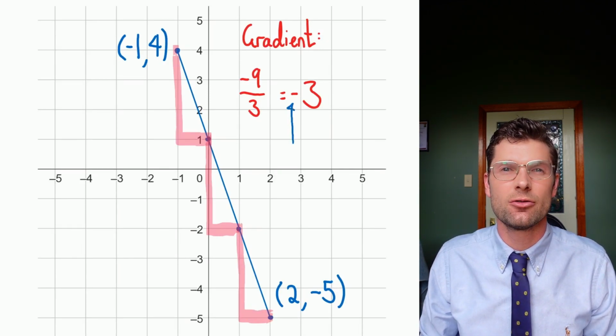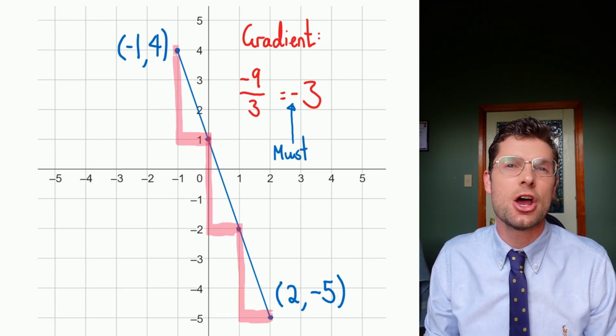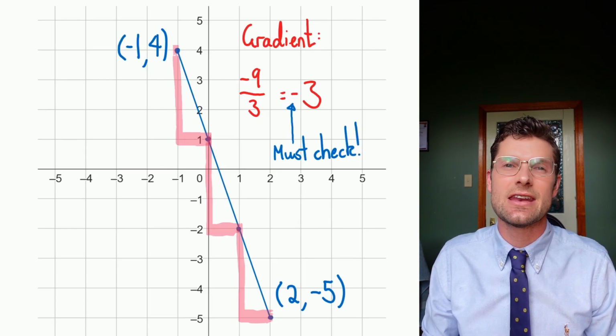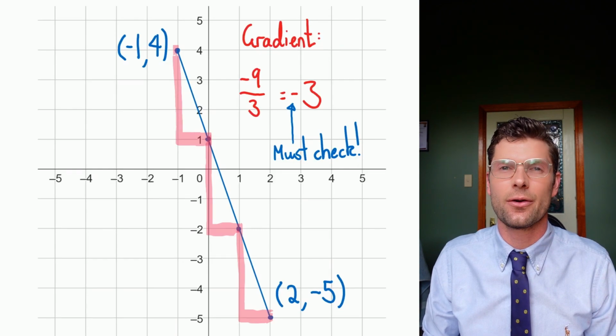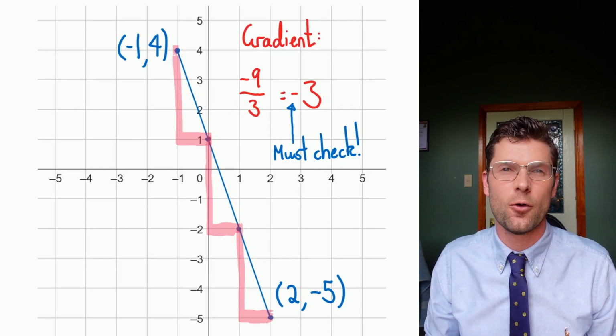What's really important to remember is that the negative matters. This one is going downhill, so I know for sure my answer was going to be negative before I started, so the -3 makes sense. Just remember that that negative in front of the 3 is incredibly important, so always just have an idea in your mind before you get started.